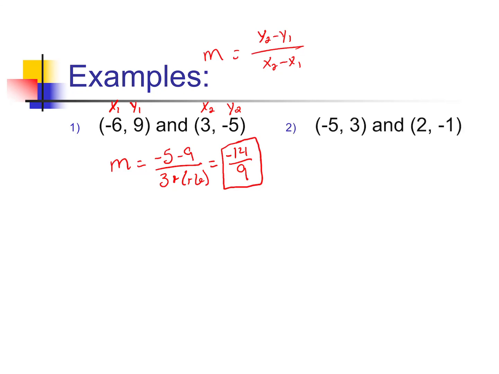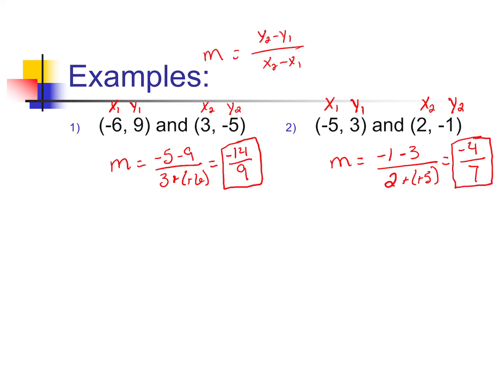So if we look at another one, I have negative 5, 3, and 2, negative 1. Again, I'm going to let this be x1 and y1, x2 and y2. So now finding our slope in the same formula we've been doing, y2, negative 1 minus 3 over 2 minus negative 5. So on top, negative 1 minus 3 is negative 4. On bottom, again, we're adding right here. I get 7. So negative 4 sevenths. I can't do anything else with that. That is our answer. If I could simplify that, we would need to, but in this case, we can't.